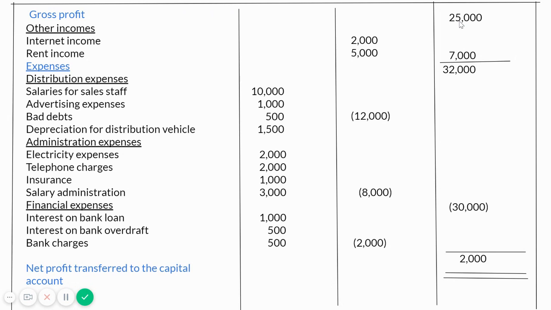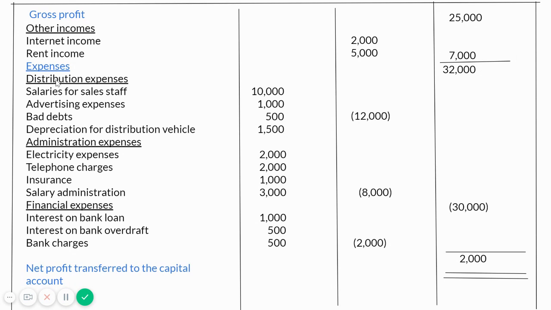For that, we are going to add other incomes. Interest income will be 2,000 and the rent income will be 5,000. So we will be taking this as the total 7,000. And when you add all the other indirect incomes to the gross profit, you will end up with 32,000, which is going to be the total income of the business. Then from that, we are going to deduct all the expenses.